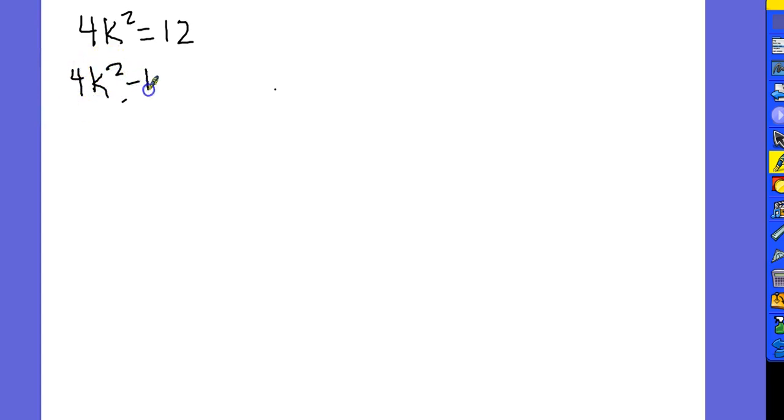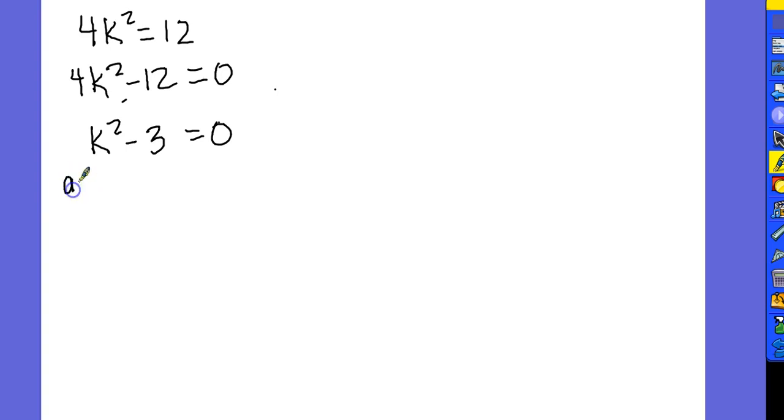Move the 12 over, so negative 12. So we're going to subtract 12. Then we should simplify our lives. Divide by 4. So k squared minus 3 equals 0.